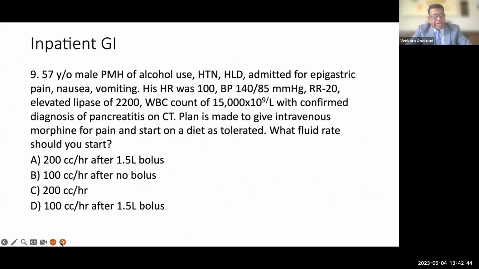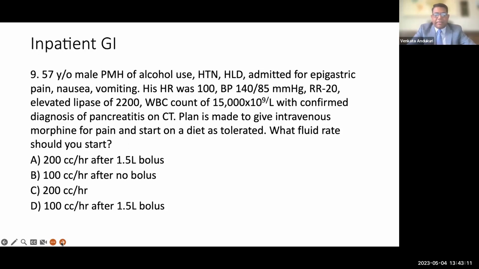Again, in patient GI, a 57-year-old male with past medical history of alcohol use, hypertension, hyperlipidemia, admitted for epigastric pain, nausea, and vomiting. His heart rate is 100, blood pressure is 140 over 85, respiratory rate is 20, lipase is elevated at 2,200, and white count is 15,000, with a confirmed diagnosis of pancreatitis on CT. So this patient had pancreatitis because it's a CT diagnosis.